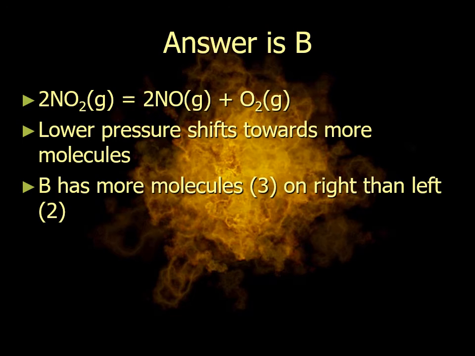So the correct answer to that one was B. If I lower the pressure, I want to make more molecules, and in that particular case, I have 2 on the left and 3 on the right. So more molecules on the right side means the system will shift to the right if I decrease the pressure or increase the volume.